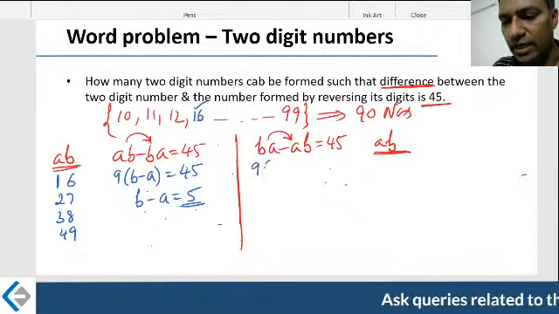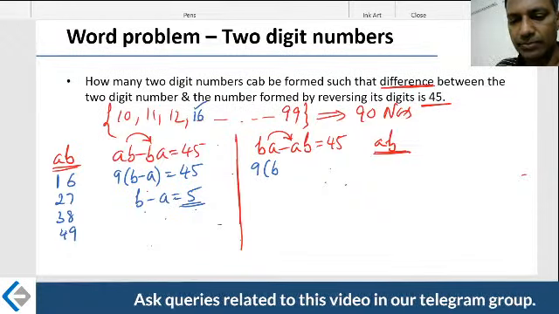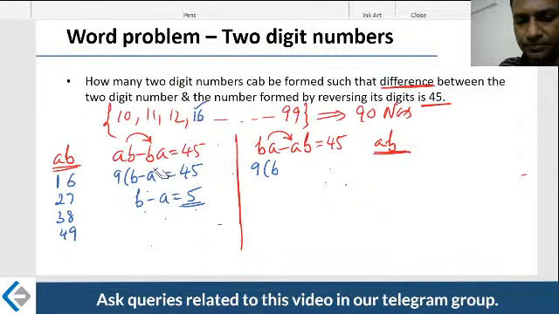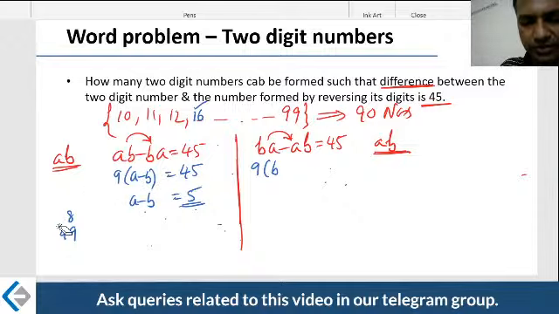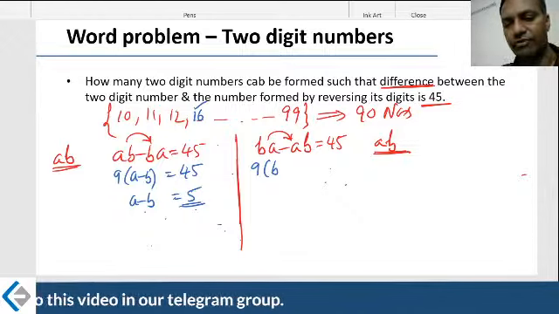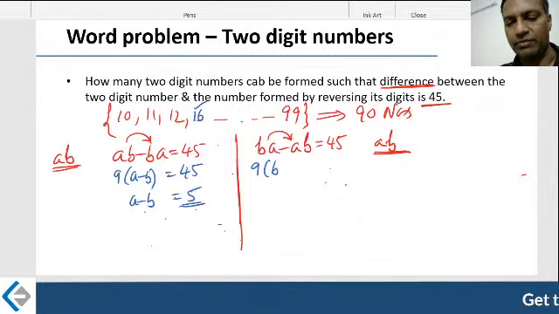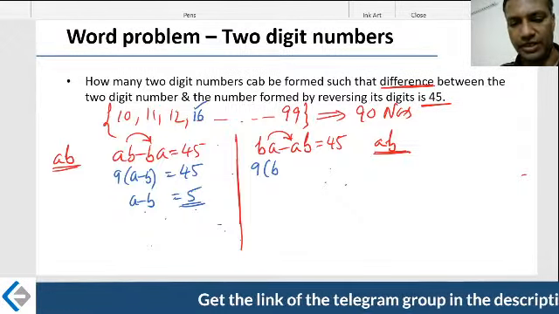You are trying to write here 9 times of, sorry guys, this is A minus B. This is A minus B. I already did the second part here. This is A minus B is this. Therefore, A minus B is 5. Let us rewrite this. Difference between A and B is 5. That is, A minus B is 5. A is larger.